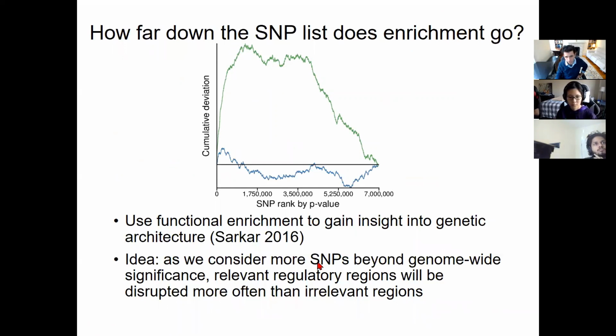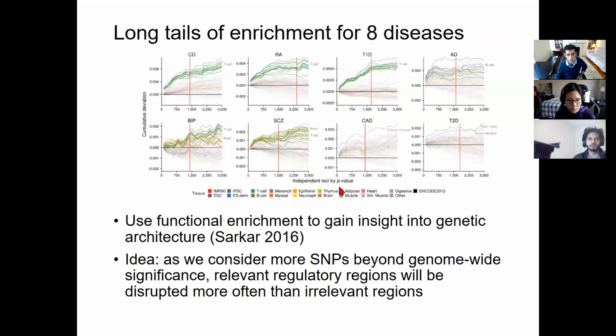And then the idea is that as we consider more and more SNPs beyond the genome-wide significance, the relevant regulatory regions will be disrupted more often than irrelevant ones. So we can basically ask if this annotation is relevant. We can see if it is prioritized early in the list of all SNPs, and then they all end up back down to where you expect them to be. So basically, after you include the entire genome, every region will be enriched according to its overall representation because you've now included all of the SNPs. But the question is, as I sort the SNPs by their p-value, are particular annotations very heavily enriched early on? And then how far down the list do I continue seeing enrichment?